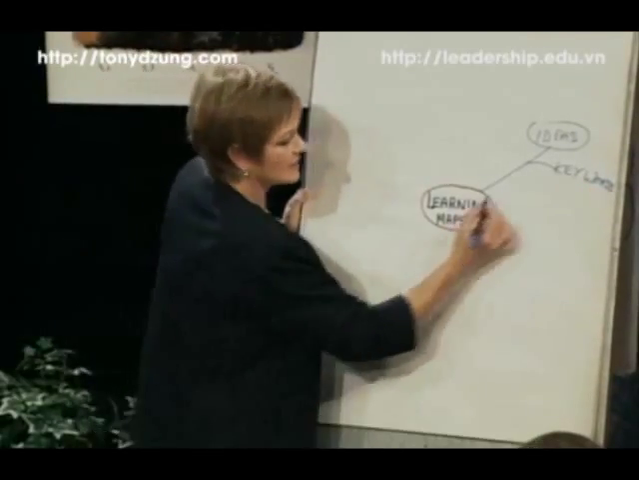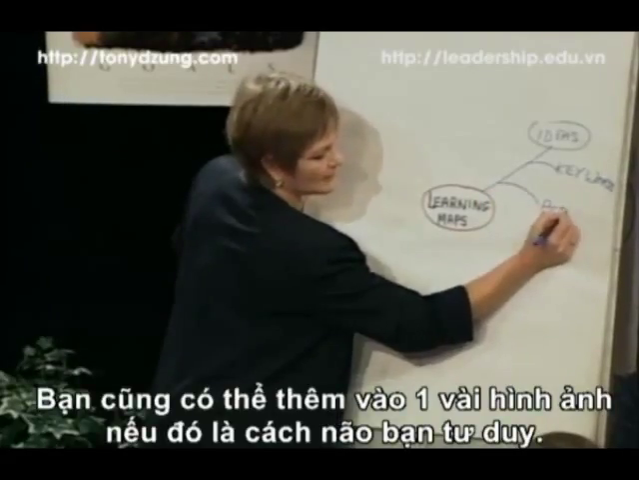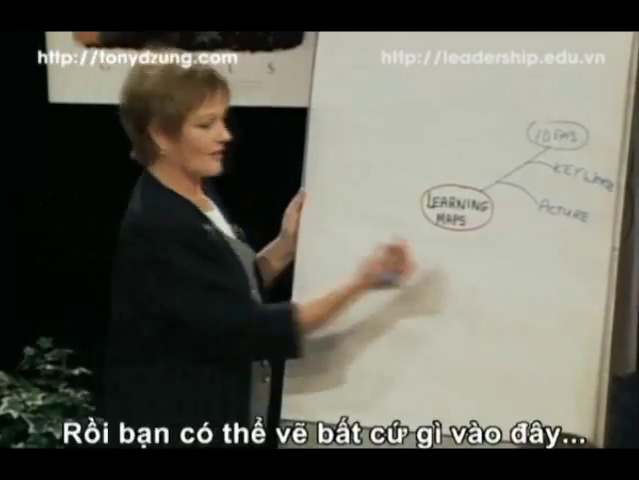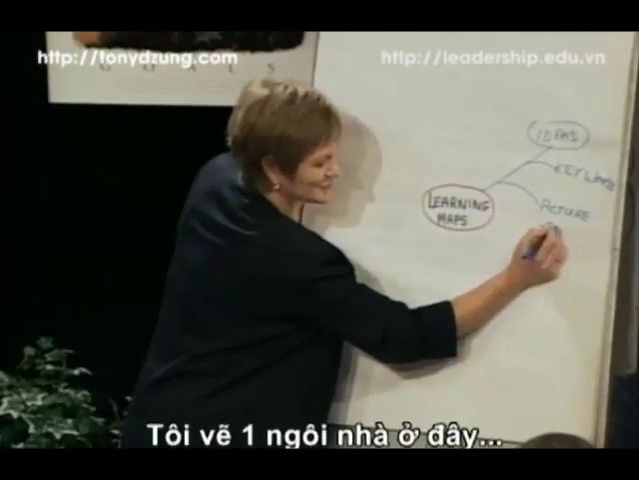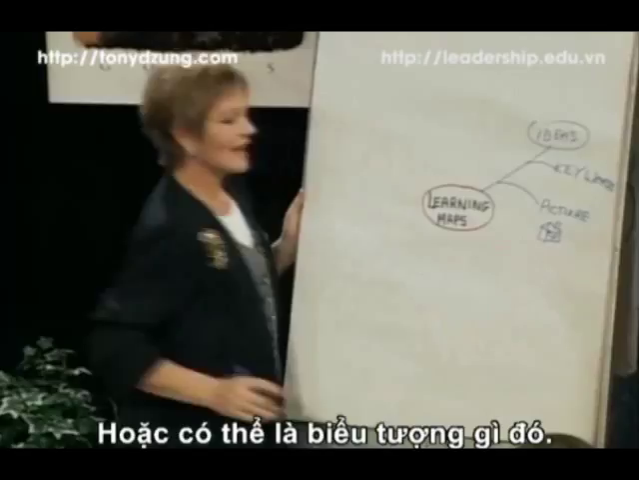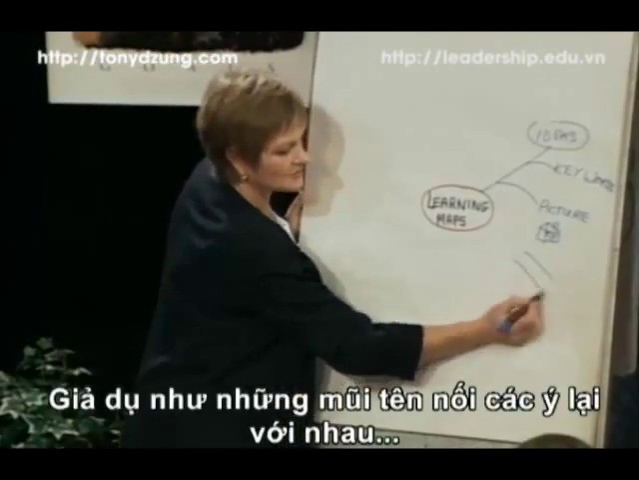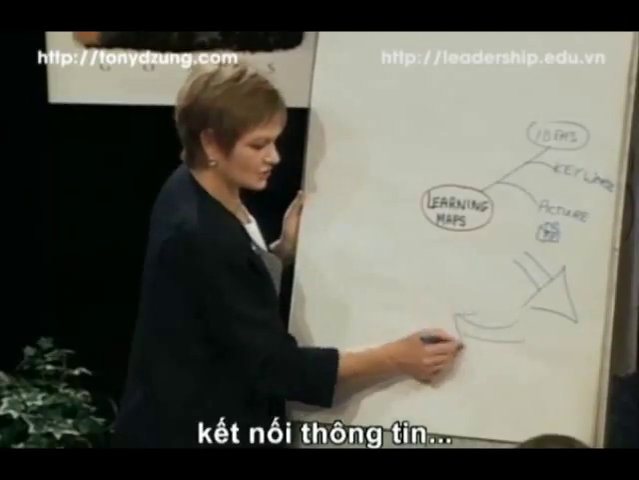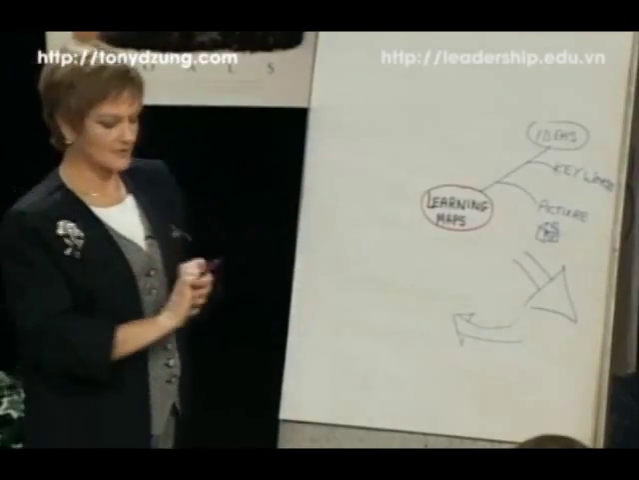Now, you might actually record in pictures if you're a good artist. If your brain thinks that way, you might well start drawing whatever it is you're talking about. I've got a nice little house there. Or it could be you're drawing symbols where you've got big arrows going from one thing to another, where it loops and joins up information, things that aren't even possible on linear maps without really getting completely lost.